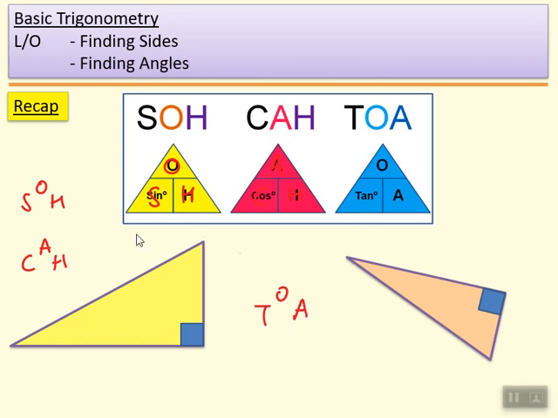So you've got to remember these triangles off by heart and how they work. So get used to writing SOHCAHTOA like this. So S-O-H, C-A-H, and then T-O-A like that. And then it's easy to remember.